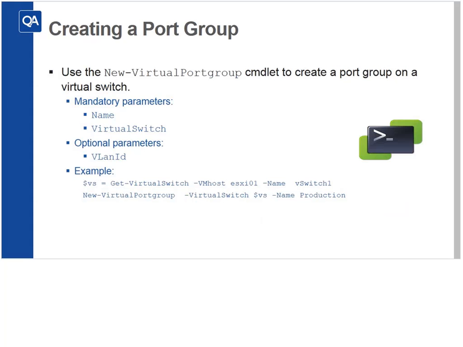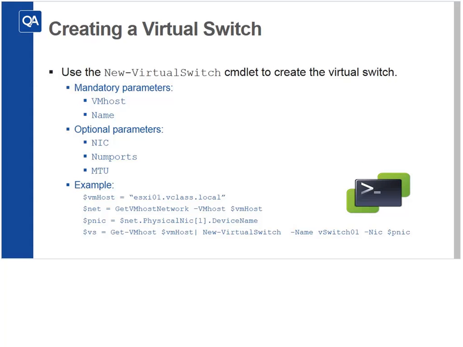Unlike the GUI, you can actually create a switch. So if I don't put -NIC on them, I can create a switch that's internal only with no port groups. The most redundant switch you'll ever see. No port groups, no ports, nothing connected to it. No uplinks because there's no NICs connected to it. So you basically have to break it down.